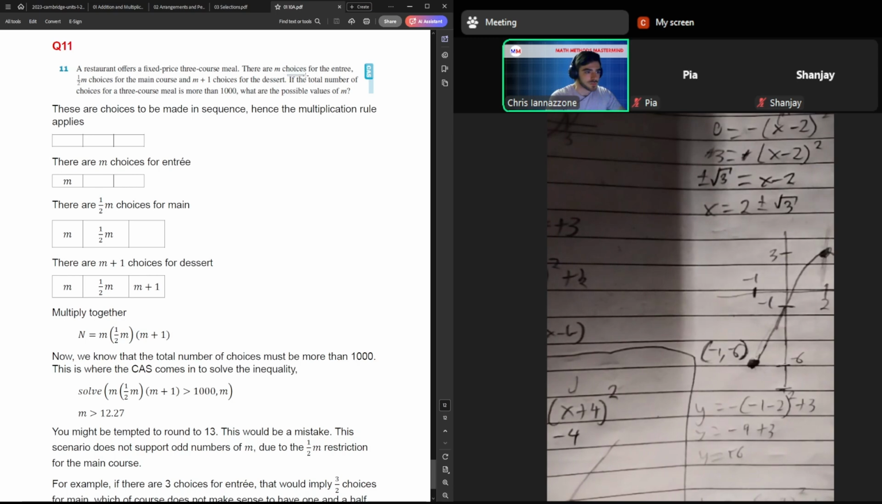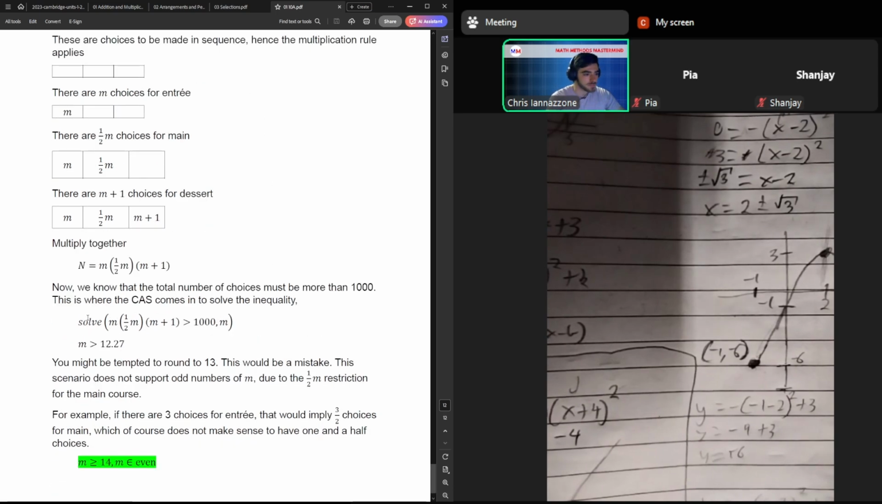Now, we need to figure out what the possible values of m would be such that the total number of choices is more than 1,000. So here's our equation for total number of choices. Effectively, all you're doing is saying, where is that greater than 1,000, and what m values would achieve that. So if you chuck that into CAS and solve directly, the CAS will say m is greater than 12.27.